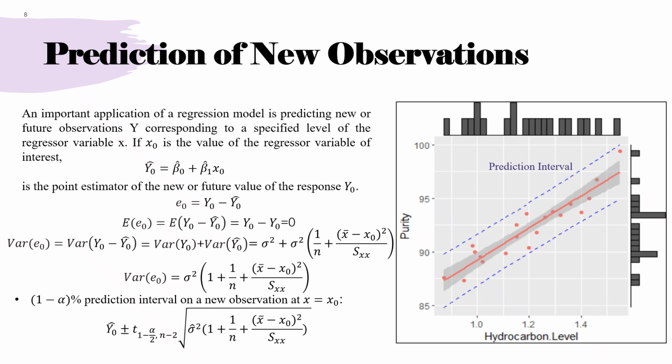Prediction intervals are constructed using the predicted value from the regression model, a critical value from the t-distribution with n-2 degrees of freedom, and a standard error that includes the error variance of the model. This ensures that the interval reflects both estimation uncertainty and observation-level noise. In practical terms, a prediction interval provides a range in which we expect a future oxygen purity measurement to fall for a given hydrocarbon level with a specified level of confidence, such as 95%.